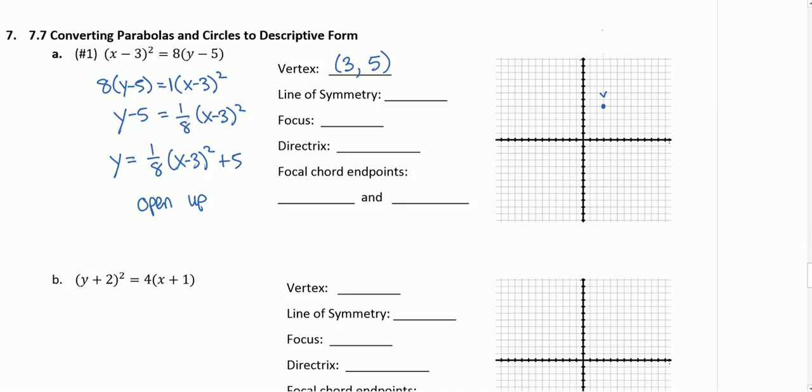Our axis of symmetry, well, I'll get to that. So the line of symmetry, I'll come back to that.